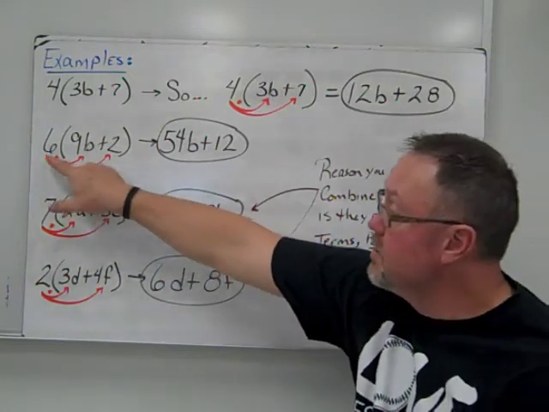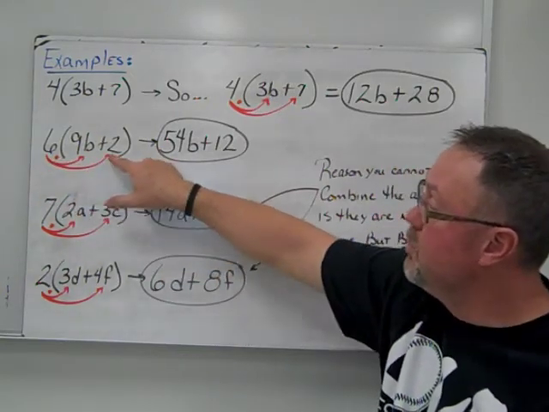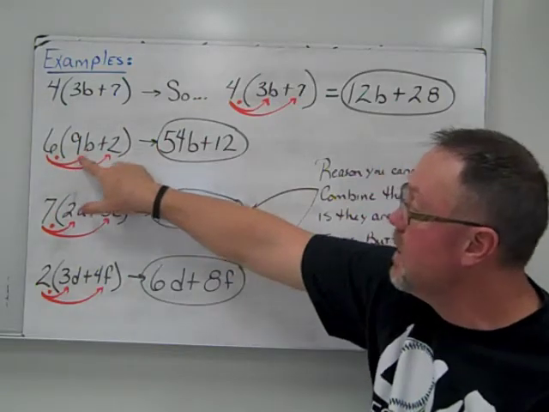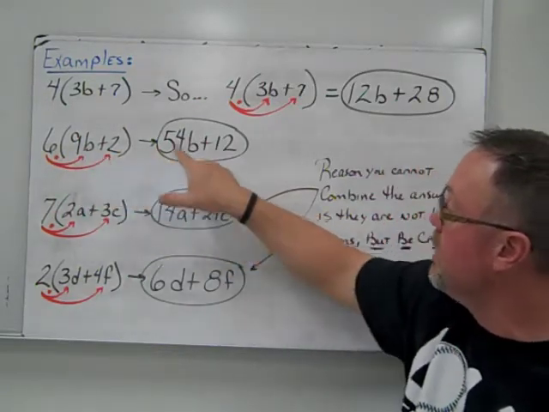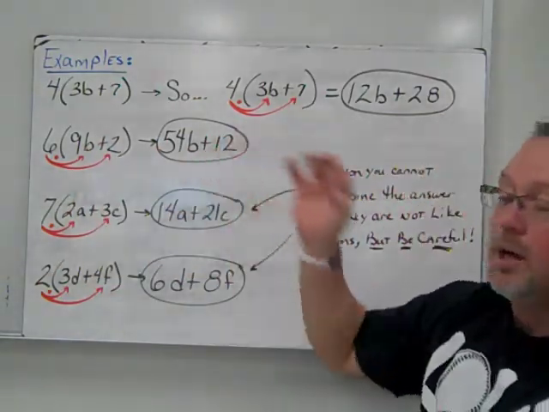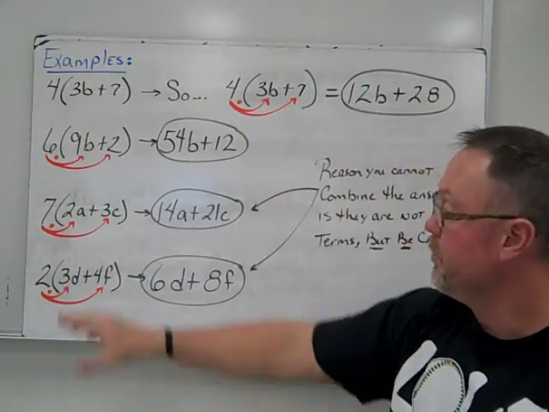Second example, 6, bringing it into the parentheses. Every time I do that, I multiply. 6 times 9 is 54, the B comes with. 6 times 2 gives me 12. Try and keep it simple.